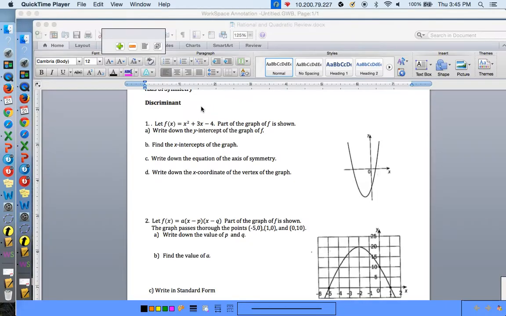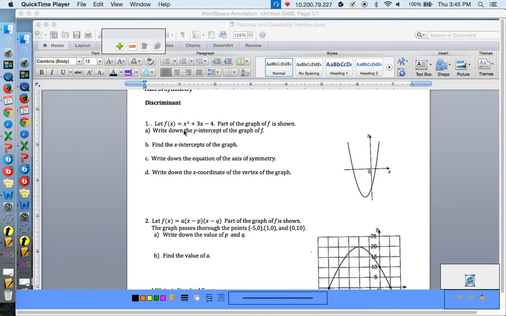Start by taking a look at this number 1. We have to write down the y-intercept of the graph. So again, our y-intercept is 0, some y value. When we plug in 0, 0 squared plus 3 times 0 minus 4, well that's negative 4. So our y-intercept is (0, negative 4).